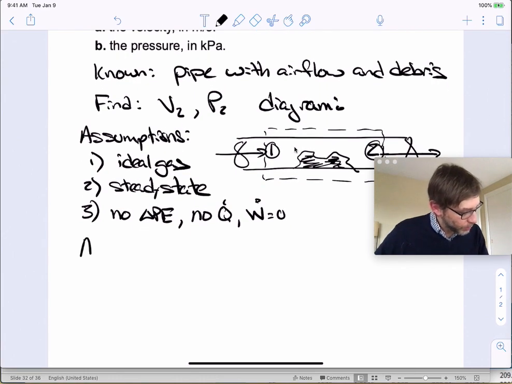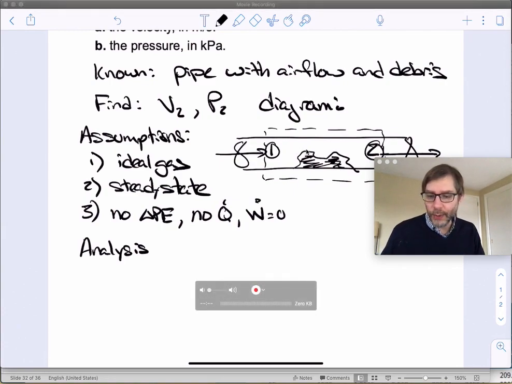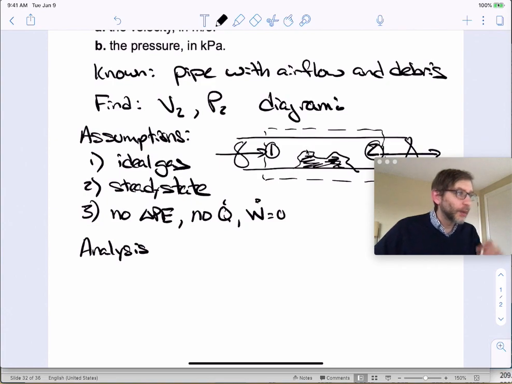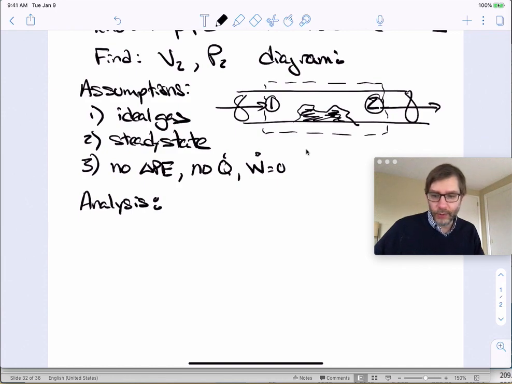So here's our analysis. And it looks like this might be the last one of the day. I don't know, we'll see, because the other problem is kind of long. But that's okay. Heat exchangers and throttles might be good enough for today. All right, so here we go. Here's the analysis.